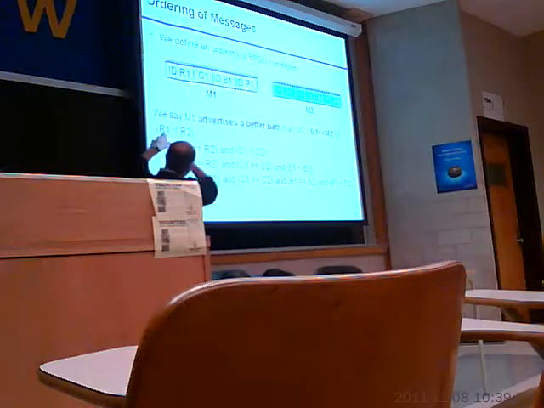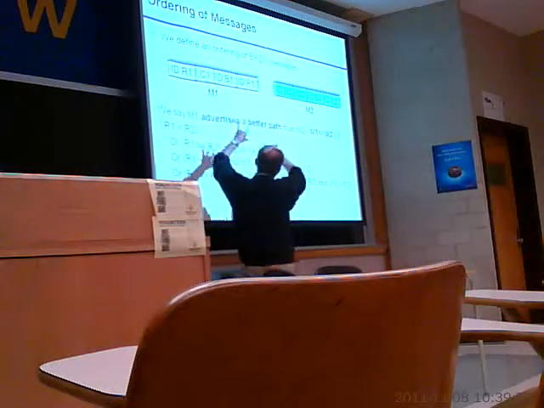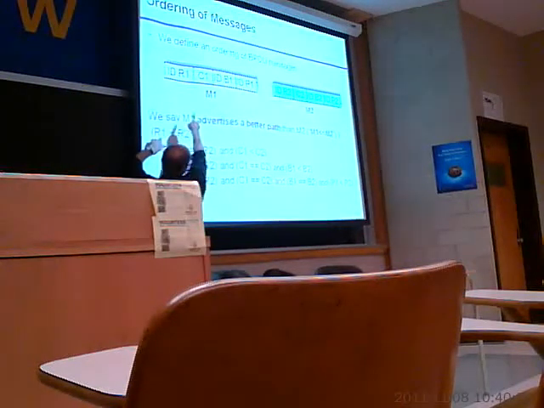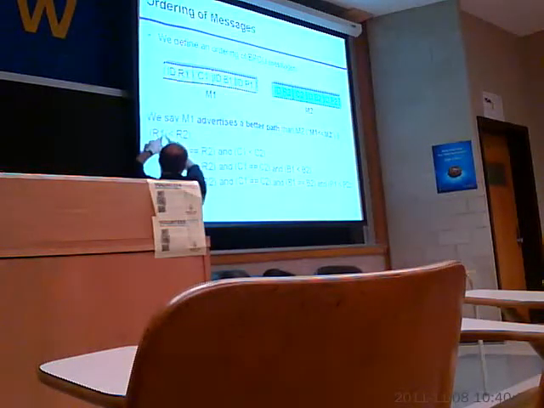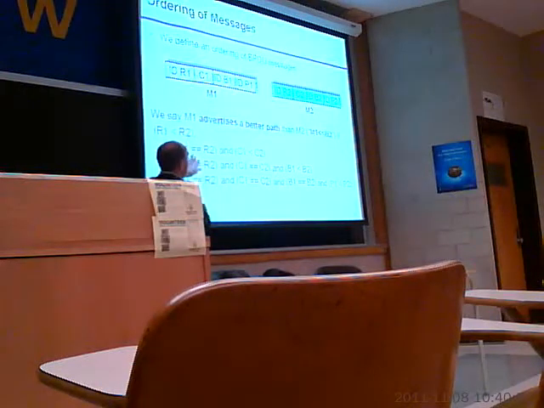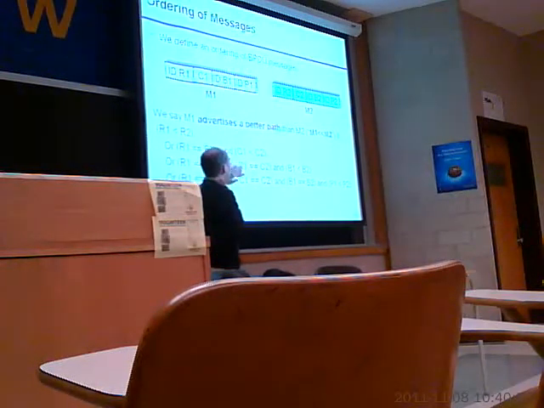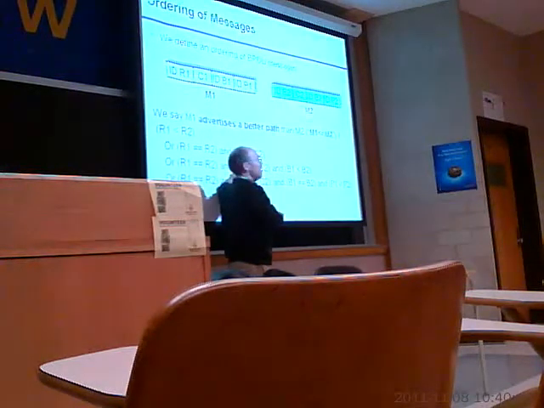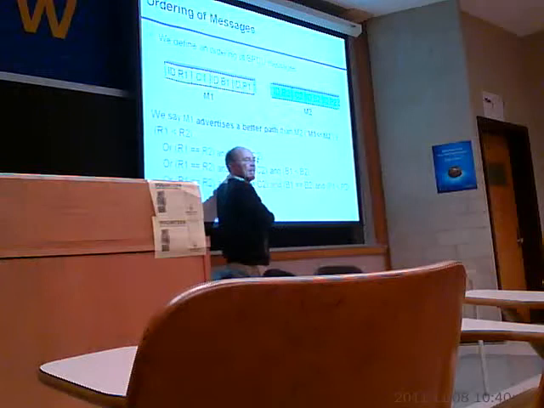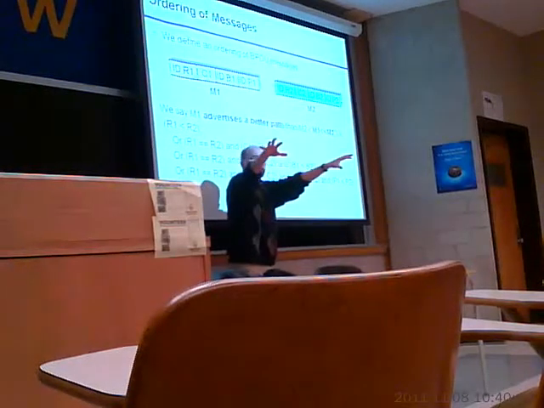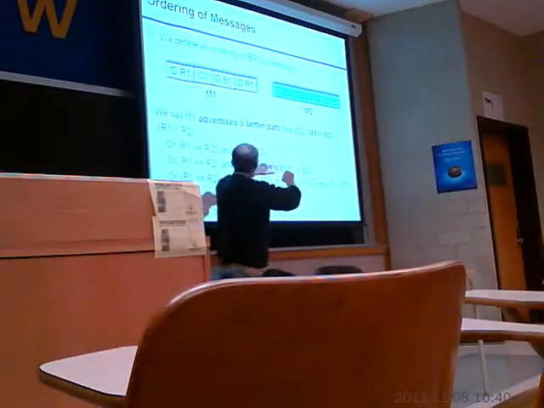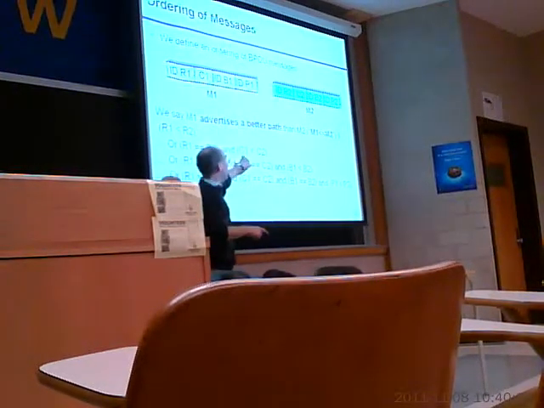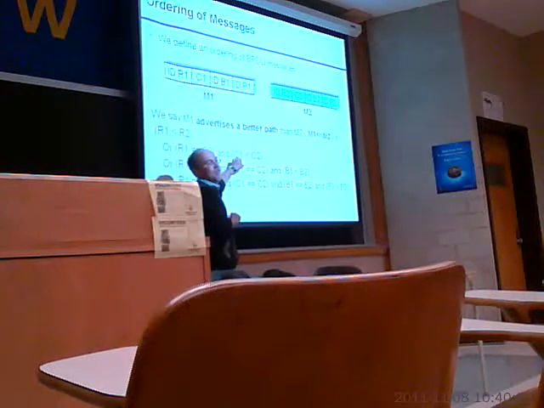So these are two messages being received. M1 is a better message than M2 if R1 is less than R2. If they both advertise the same root, then C1 less than C2 is better. C1 is the smaller root path cost. So if a bridge receives two messages that advertise the same root, you prefer the one that has the smallest cost.